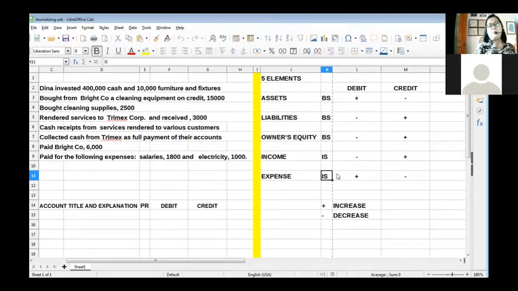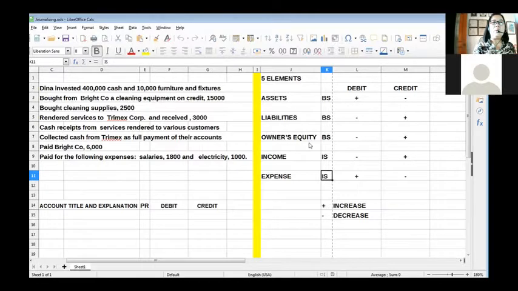So what is the principle? The principle is that all assets, when the transaction dictates that the assets have an increase, you put that in debit. When assets decrease, you put it in credit. Liabilities are the opposite. When liabilities increase, you credit them. When they decrease, you debit them.